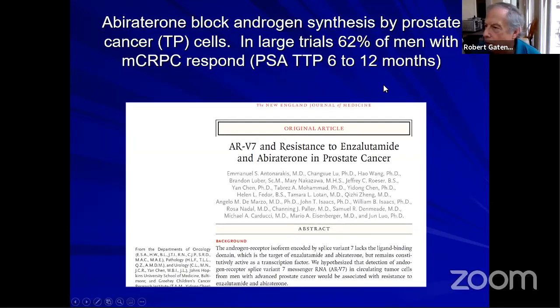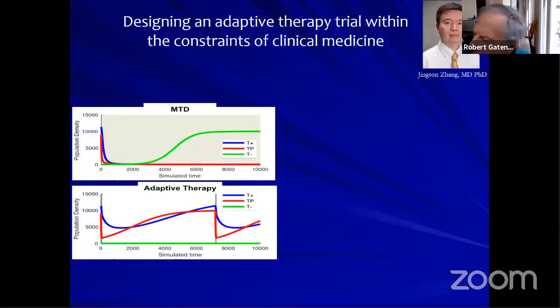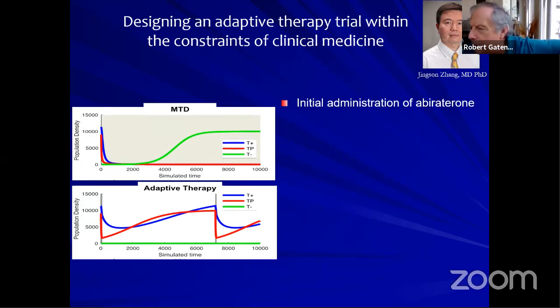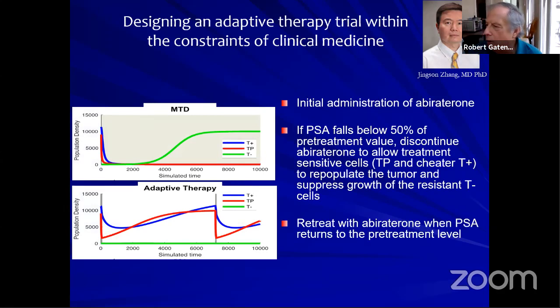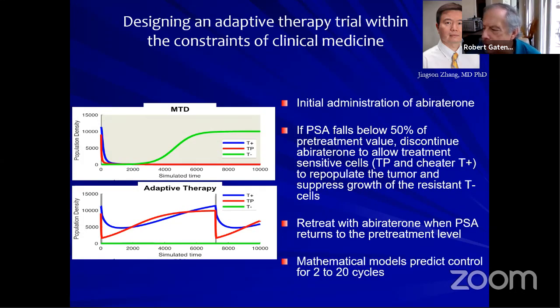And so Dr. Jinsung Zhang was the very courageous oncologist that began this trial. You begin with an initial administration of Abiraterone. The PSA, which is the serum biomarker, when it falls to 50% of the pretreatment value, we stop therapy. Therapy is entirely withdrawn. And then we retreat with Abiraterone only when the PSA returns to the pretreatment value. Mathematical models that I showed you suggested that this would be an effective therapy, and that depending on initial conditions would control the tumor for between 2 and 20 cycles.